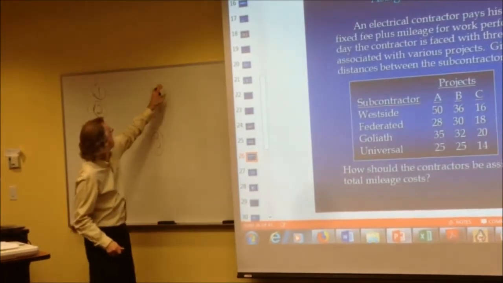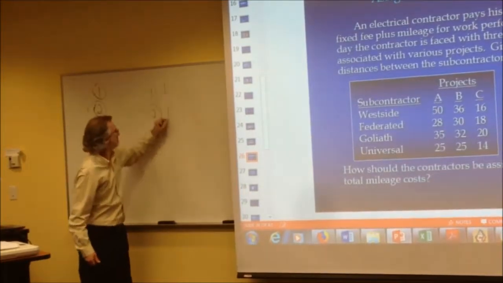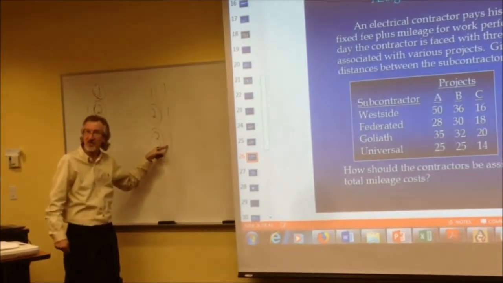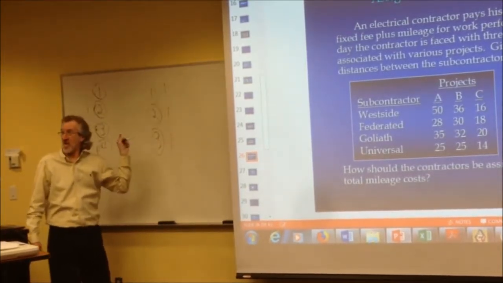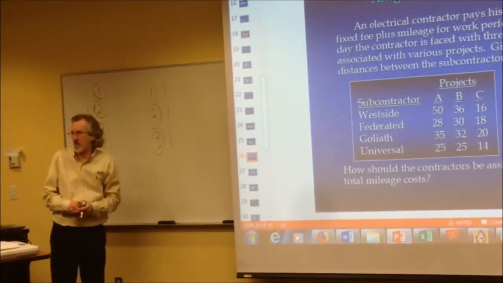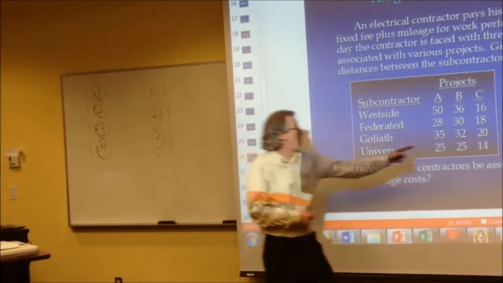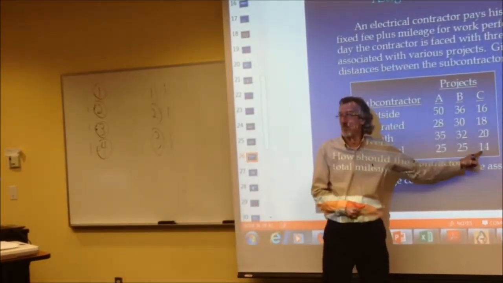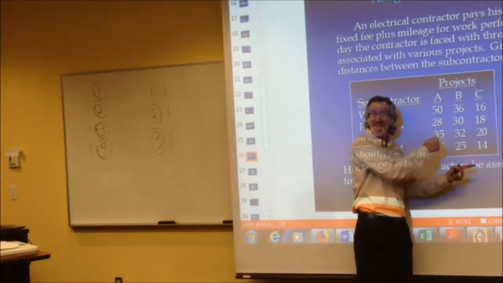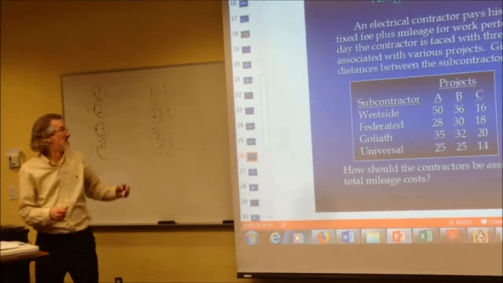Here we go. What's on the outside as our demand? 1s. We just need 1 subcontractor to go to each project. It's obvious that one of the subcontractors isn't going to get a gig, and it's the one that would cost us the most money to assign. I know you're looking at this going, we need Universal to go to C, but if it causes us to spend extra money sending someone else to B or A, this may not be the obvious part. And that's where the math comes in. Are you ready?